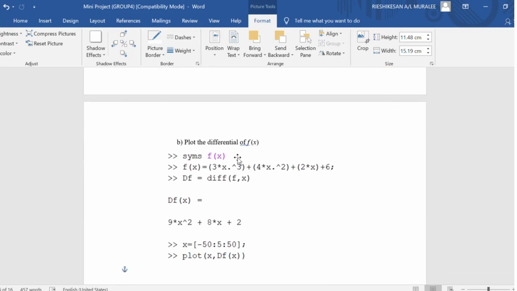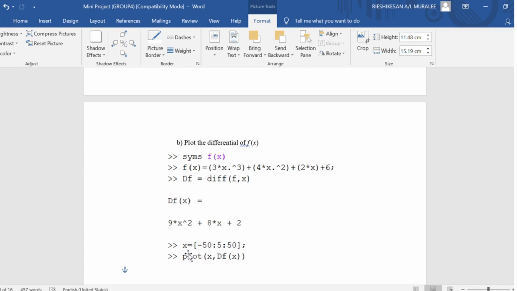And to plot the differential of f(x), the code is to use syms x, then the function f(x) = 3x^3 + 4x^2 + 2x + 6. To differentiate the function above, we write df = diff(fx). The differentiation is 9x^2 + 10x + 2.